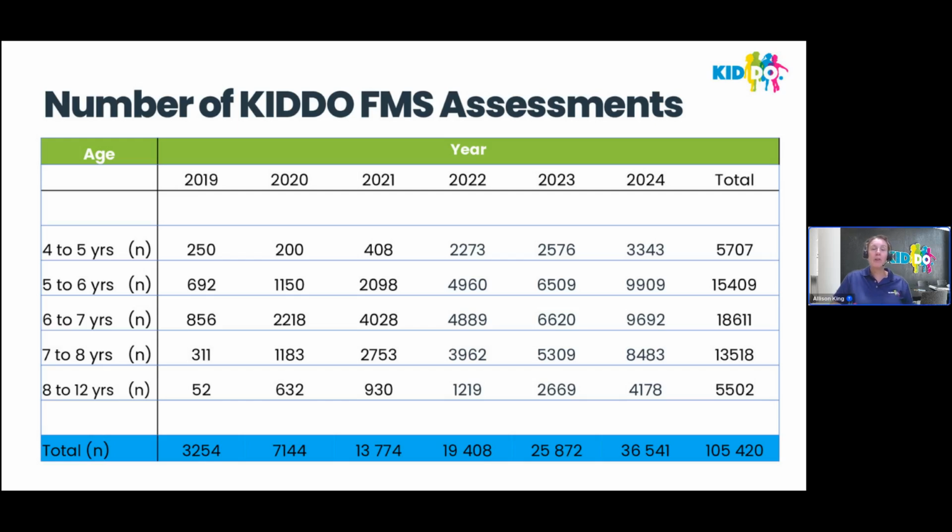So, number of Kiddo FMS assessments. We've just ticked over 100,000 students who have been assessed with our Kiddo FMS assessment. So it's a fairly valid and reliable indication of where your cohort sit compared to other students in Australia. And that's really important because, as we were talking about before, we don't have that moderation available to us. So this gives you a little bit of an idea of where your students are sitting.